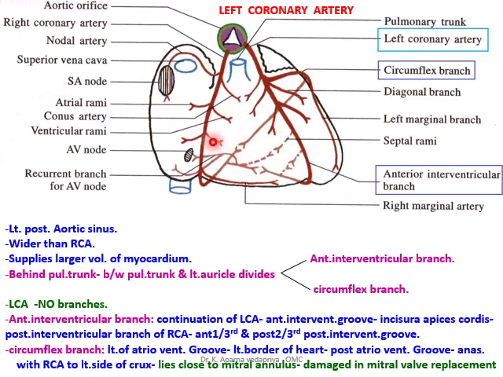So the crux is here, so to the left side of the crux. And a point to be noted is that this circumflex branch is very much related to the mitral valve. So the mitral annulus is related to the circumflex branch. So there is every possibility of the circumflex branch being damaged during mitral valve replacement, which has to be borne in mind, the relation of the circumflex branch to the mitral annulus.